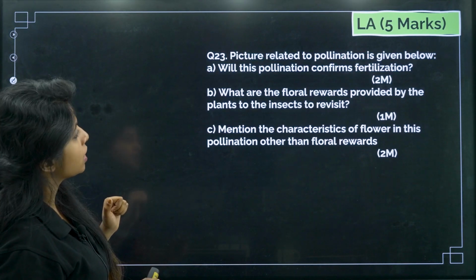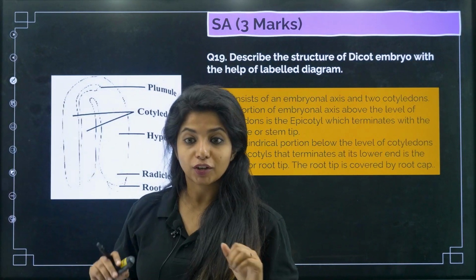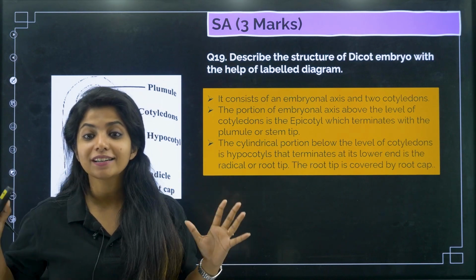Picture related to pollination is given below. This is a 5 marker, we will be doing it. So with this, we have completed the 3 marker as well.